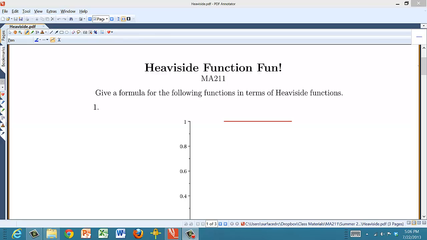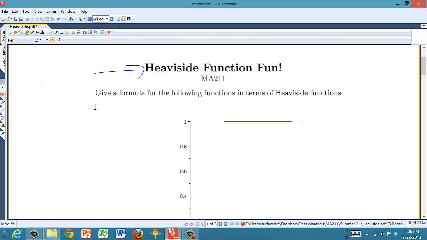Today we're talking about Heaviside functions. The other name for a Heaviside function is a unit step function, and that's where it gets its symbol, which is a script U. You can read all about Heaviside functions in the book. I just want to practice a little bit making functions that we want to make out of Heaviside functions.